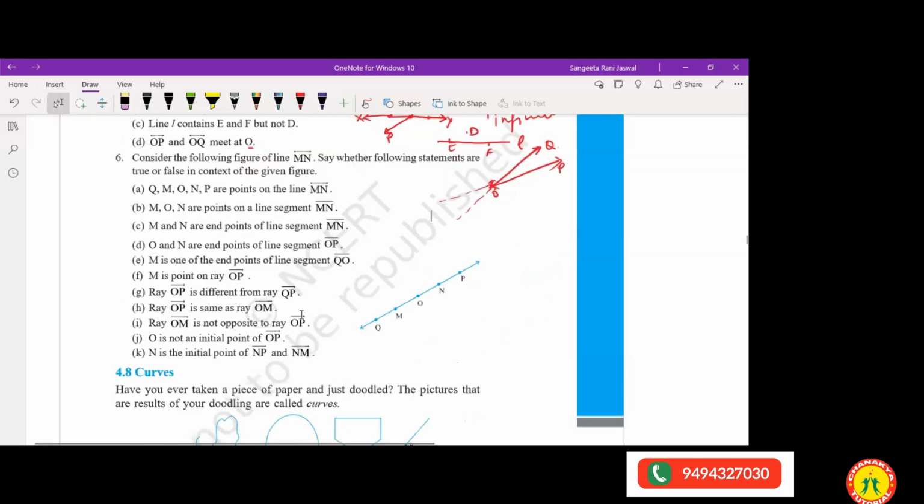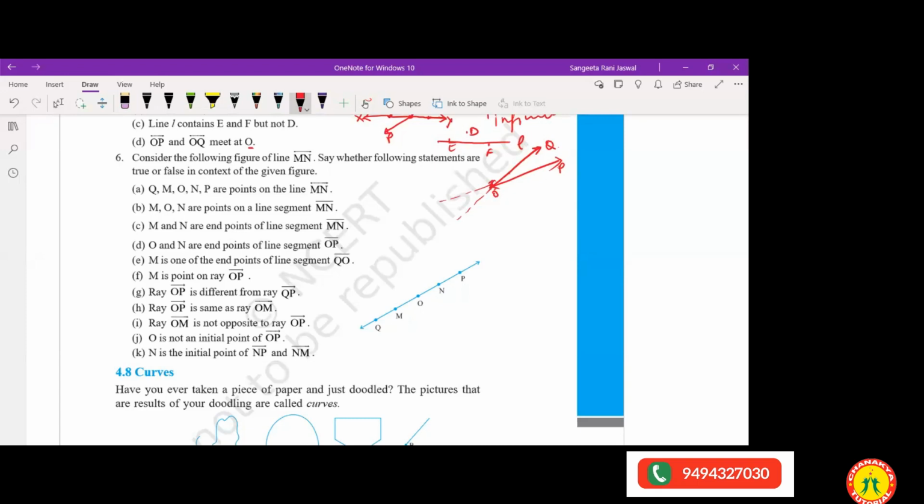Now see question number 6. Now next child, Charvik, read the 6th question. Yes, ma'am. Consider the following figure of line MN. Say whether the following statements are true or false. This is the figure given. Q, O and P are points on the line MN.